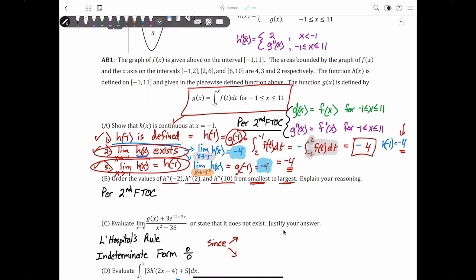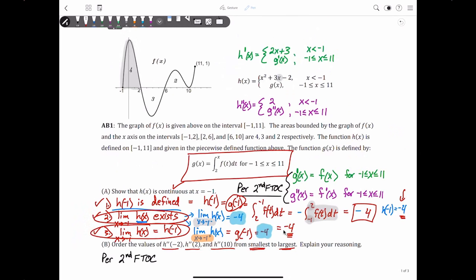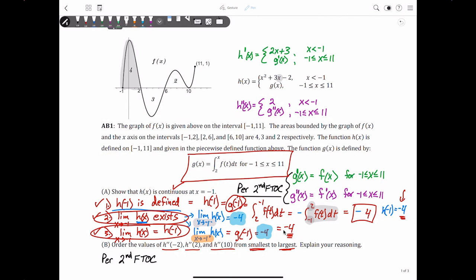Okay, so if we're looking at h double primes, remember the functions that we were given. We were given f of x, we were given h of x, and we were given g of x. Okay, and we're trying to find h double prime at -2. So I need to first locate an h double prime graph, which would be right here. And all I did was create two piecewise functions by deriving it to get h prime, and deriving that one to get h double prime.